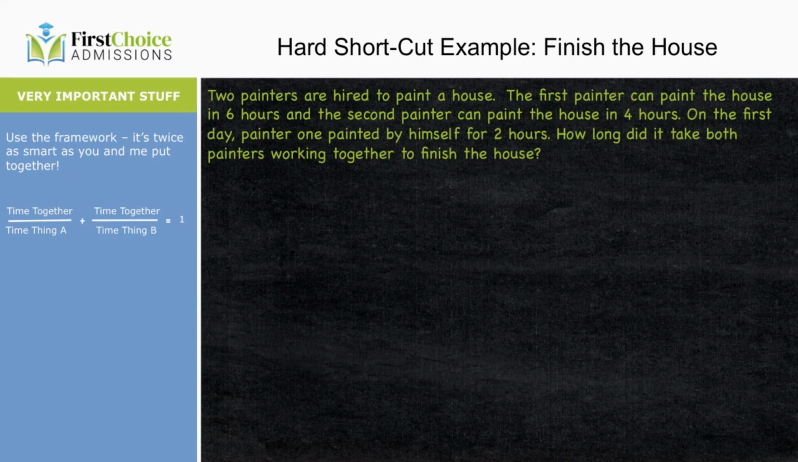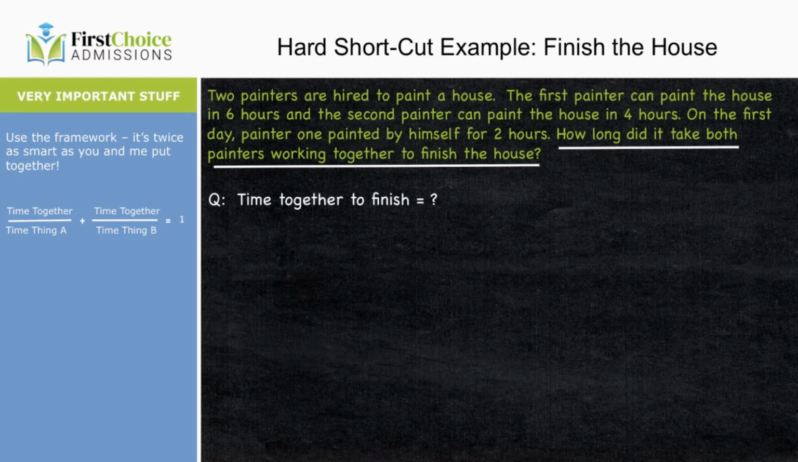2 painters are hired to paint a house. The first painter can paint the house in 6 hours, and the second painter can paint the house in 4 hours. On the first day, painter 1 painted by himself for 2 hours. How long did it take both painters working together to finish the house? Okay, what are we being asked for? We need the time together to finish the house. Okay, we'll talk about that in a second. That's important. All right, well, what are we given?